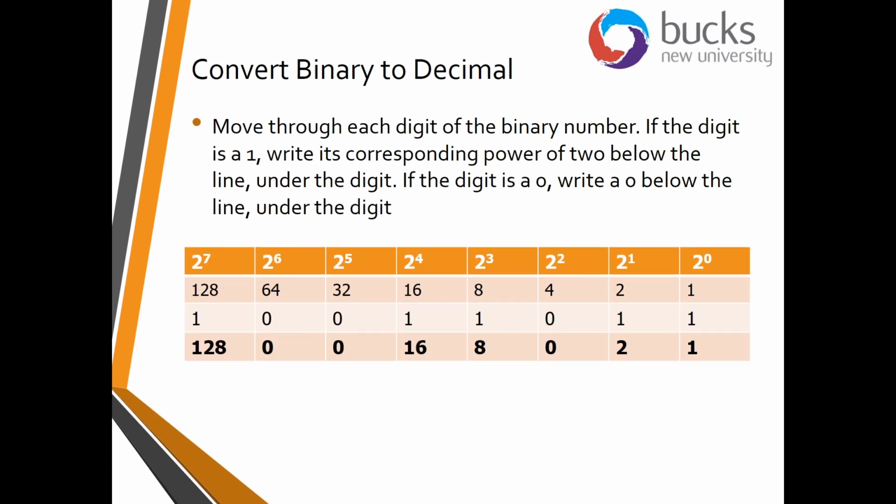We move through each digit of the binary number. If the digit is a 1, we write its corresponding power of 2 below the line under the digit. If the digit is a 0, we write a 0 below the line under the digit, because 0 times anything is always just 0. 1 times anything is, of course, in this case, the base power.